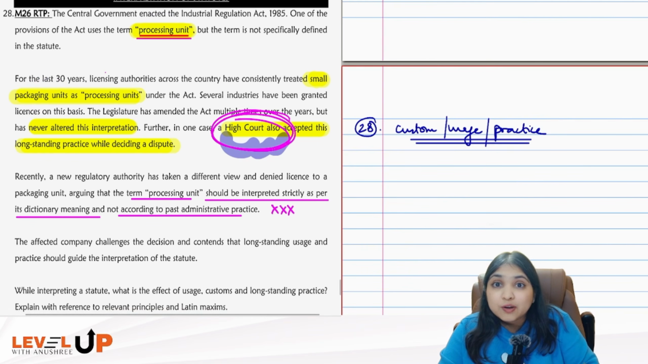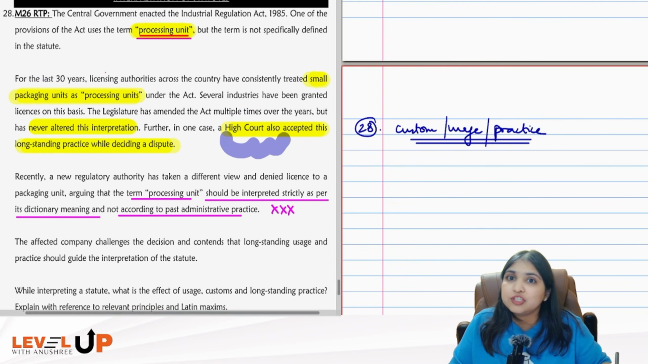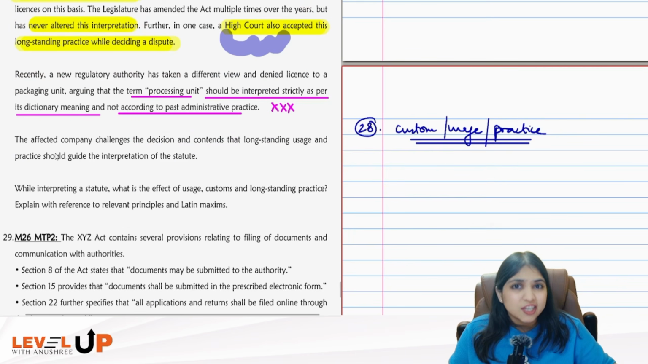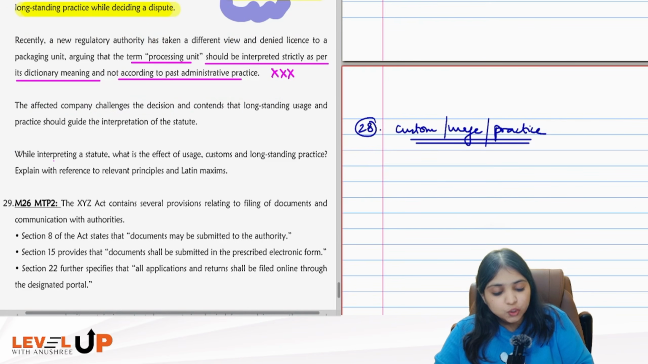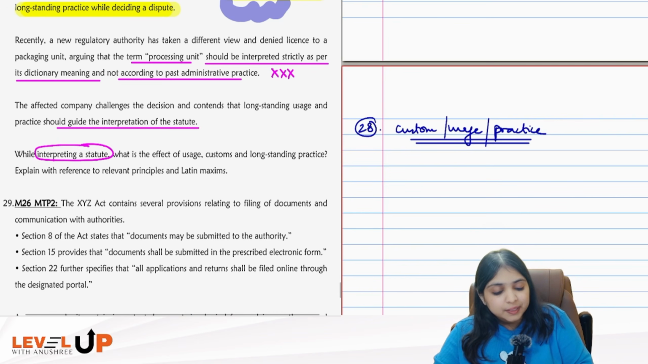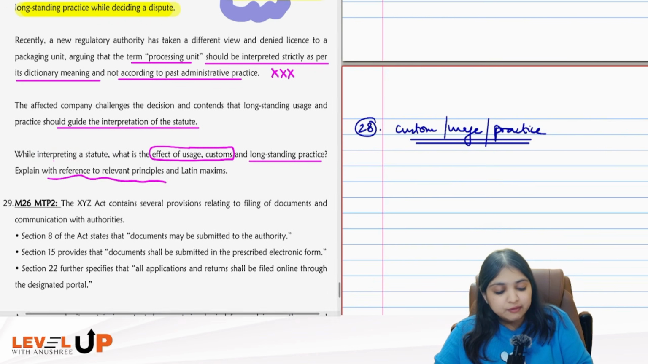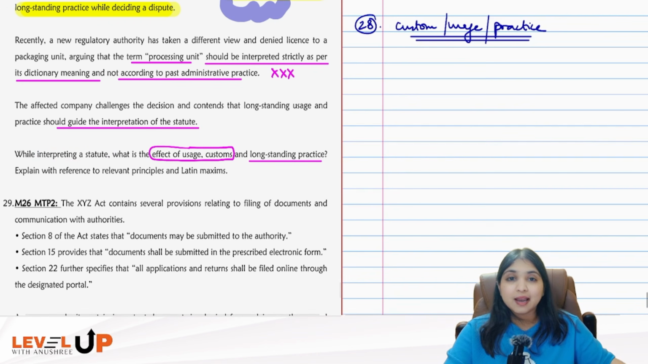We also have a high court decision. We also have a judicial decision supporting this. Now suddenly you cannot change this meaning like this. The affected company challenges the decision and contends the long-standing usage and practice should guide interpretation of statute. While interpreting a statute, what is the effect of usage or customs and long-standing practice? Explain with reference to relevant principles and Latin maxims.